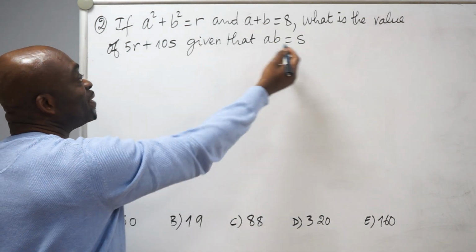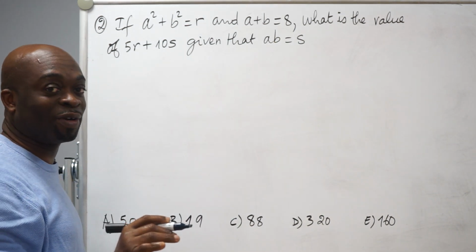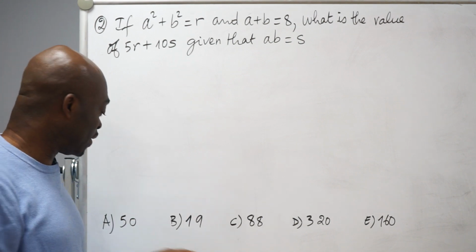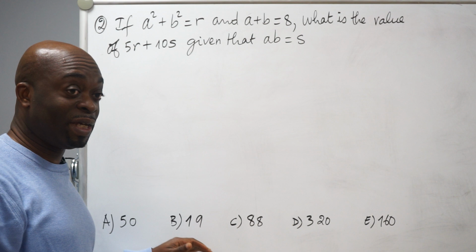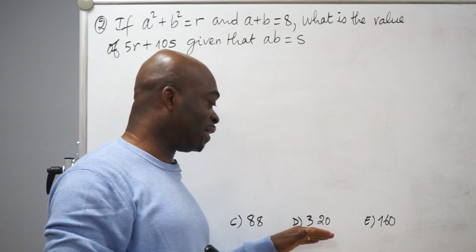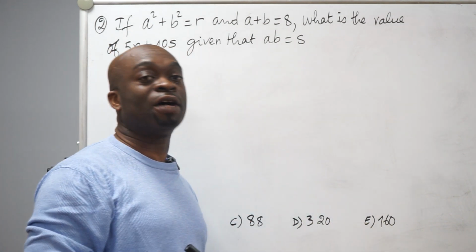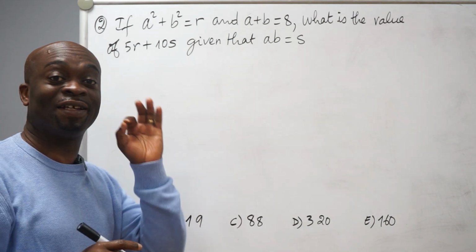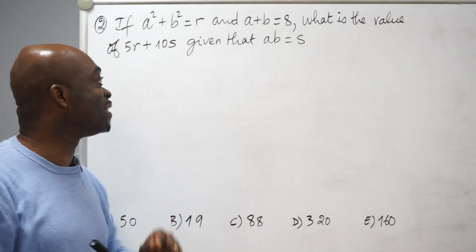So this is s, this is s, this is not 5, okay? All right, and then we have 5 possible answers. A, 50, B, 19, C, 88, D, 320, E, 160. So let's see which one is the correct answer. Again, ladies and gentlemen, there's only one correct answer.